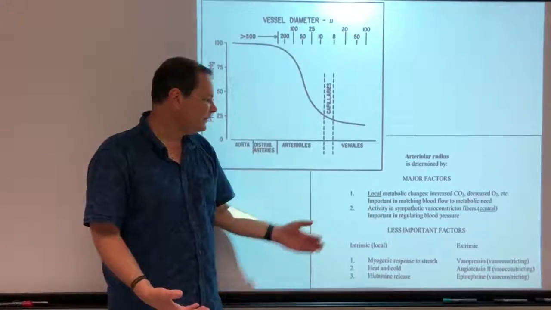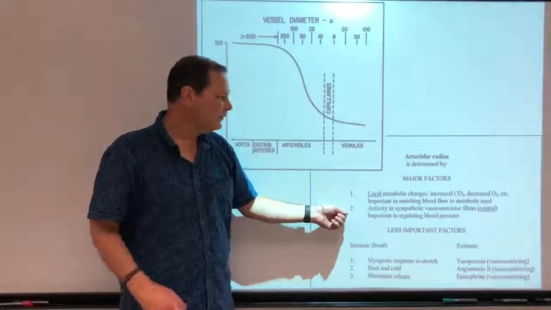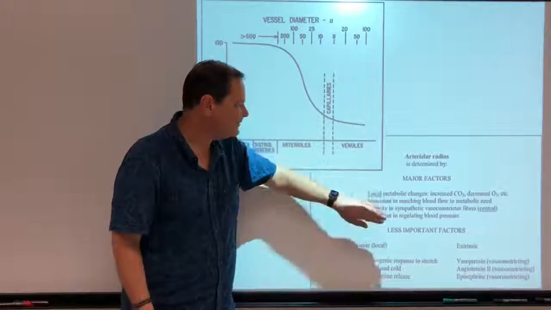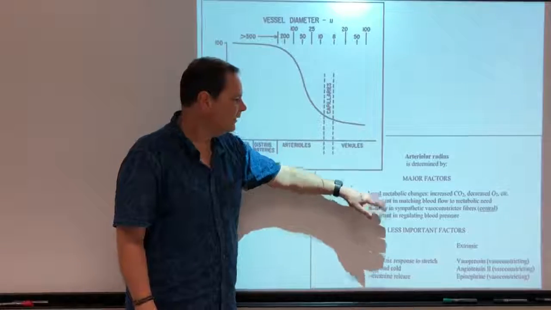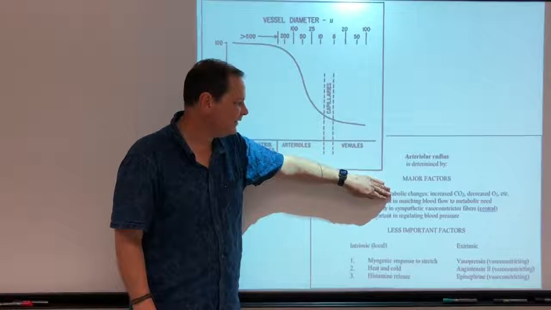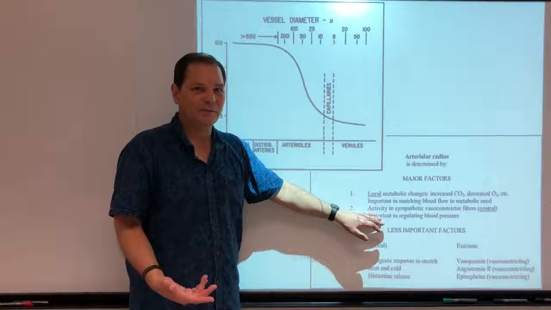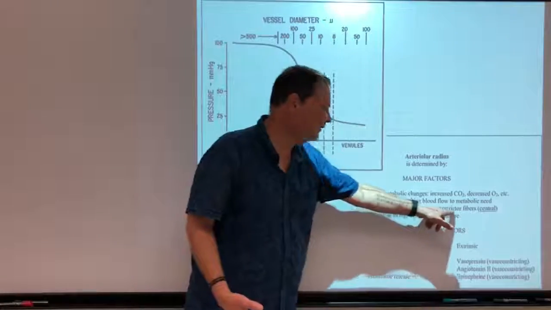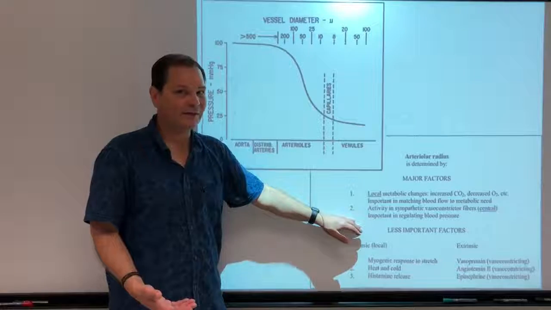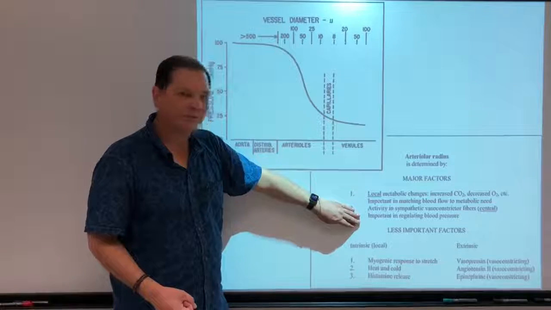We can split them into two broad categories: local and central. The first thing that I want you to carry away, if you carry away nothing else: local determinants of arteriolar radius generally dominate over central determinants of radius. That is, signals that come from your brain, which we're really talking about the sympathetic nervous system when we talk about that. And I'll briefly address that here. We'll address it in an entire lesson later on, okay? So local dominates over central, okay?